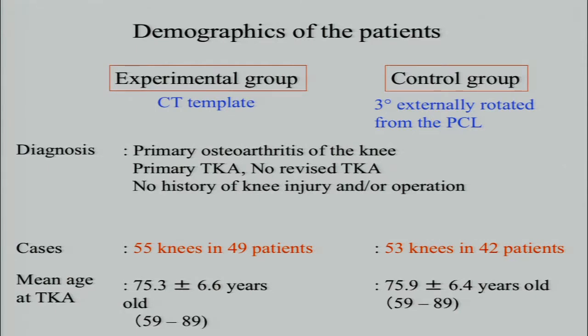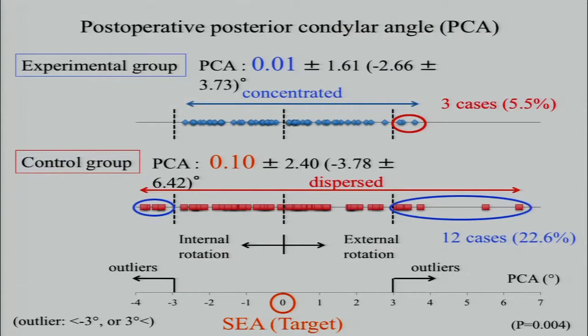The accuracy of the femoral rotational alignment of patients with this template and those with the routine 3 degrees external rotation from the posterior condylar axis were evaluated. We compared it. The results showed that the PCA in the experimental group was more concentrated near the target compared to the PCA in the control group, and the outliers were much fewer.